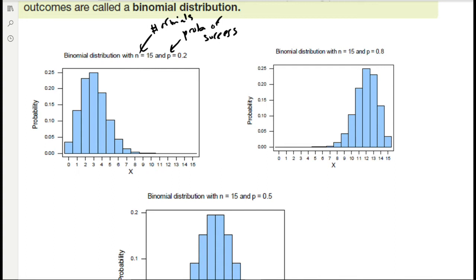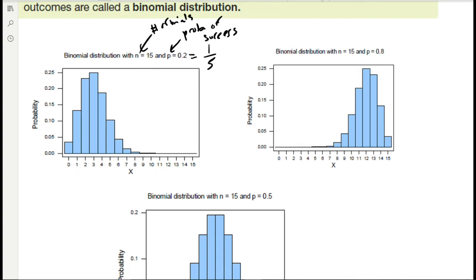So let's say the probability here is 0.2 or 1/5. Let's say you have 5 disks numbered 1 through 5, for instance. And the probability of selecting a particular disk is 1 out of 5. And let's say you're doing this experiment 15 times. So that would be 15 trials, and the probability of success for selecting a given disk is 1 out of 5. Then the results will look like this.